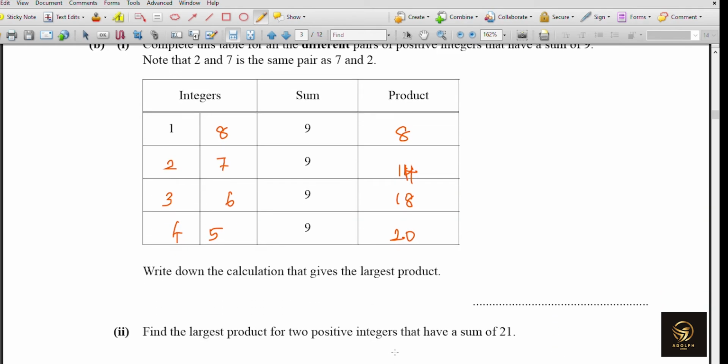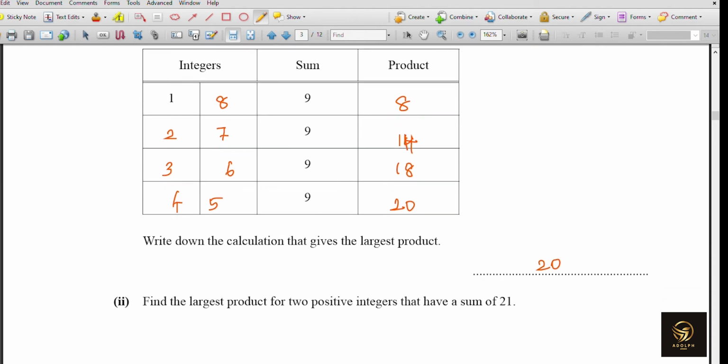Write down the calculation that gives the largest product. It is 20. Find the largest product for two positive integers that give a sum of 21.